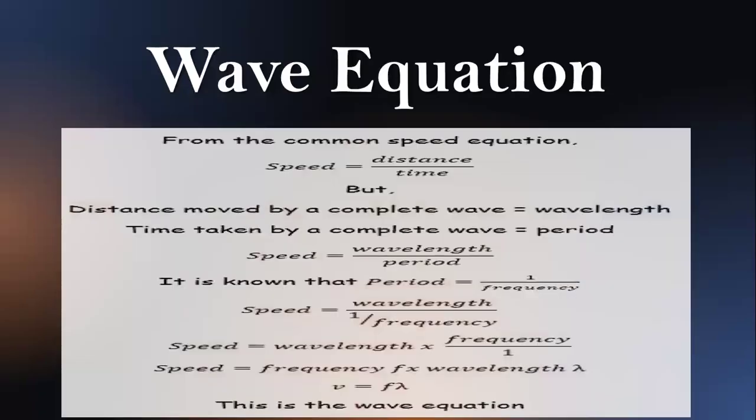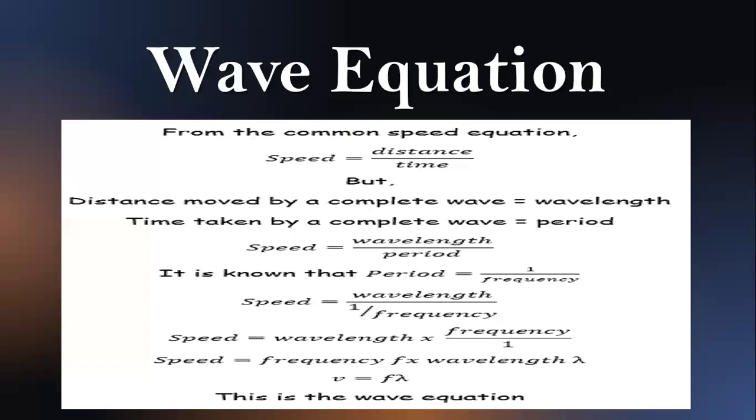Now, from the common speed equation, we know that speed is equal to distance over time, but the distance moved by a complete wave equals the wavelength, and the time taken by a complete wave is the period. Now, speed will simply be equal to wavelength upon period. It is known that period is just equal to 1 upon the frequency. So the speed will be equal to wavelength upon 1 over frequency. Now, speed equals wavelength times frequency over 1. So the speed will be equal to frequency times wavelength.